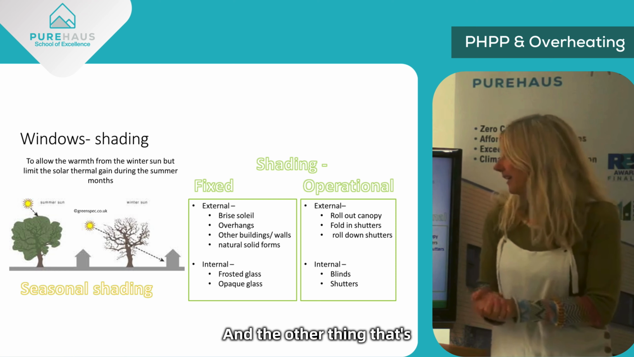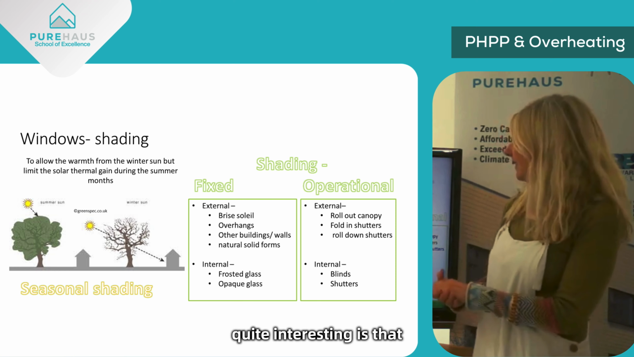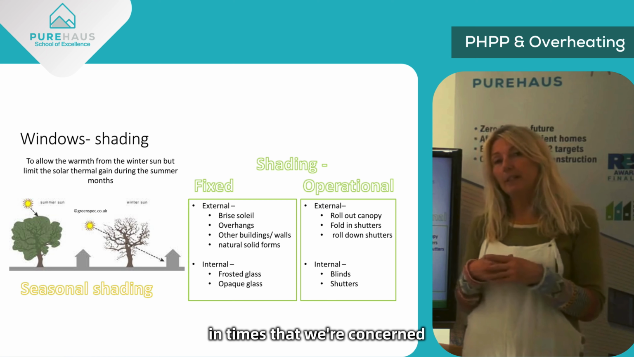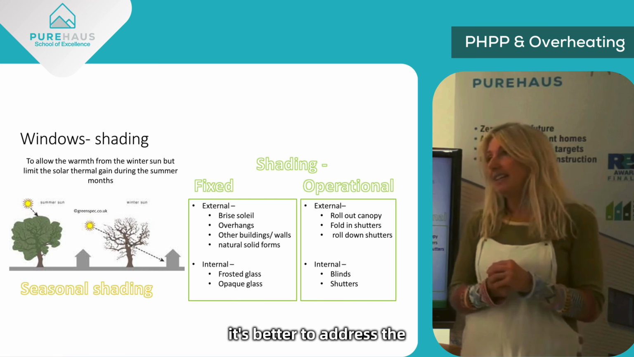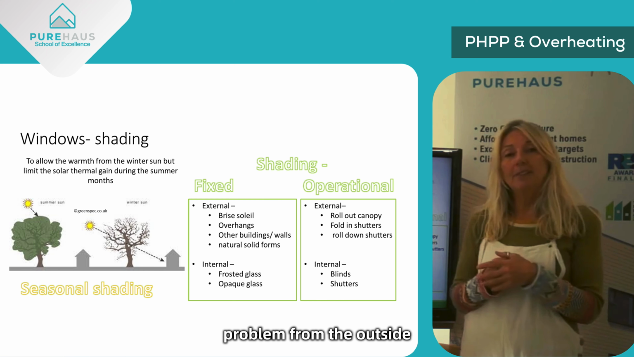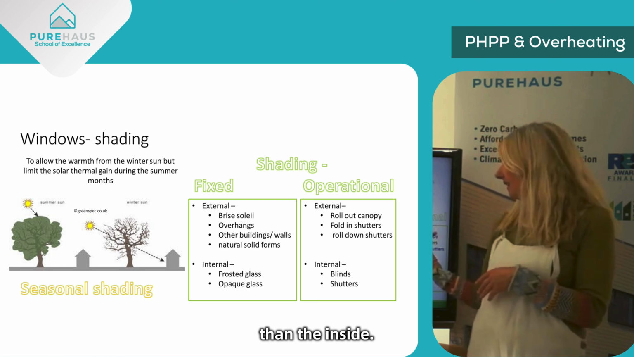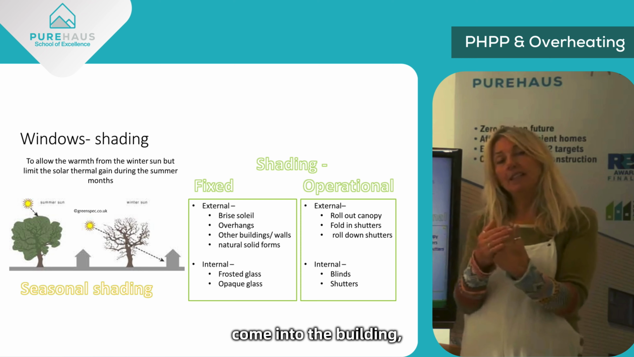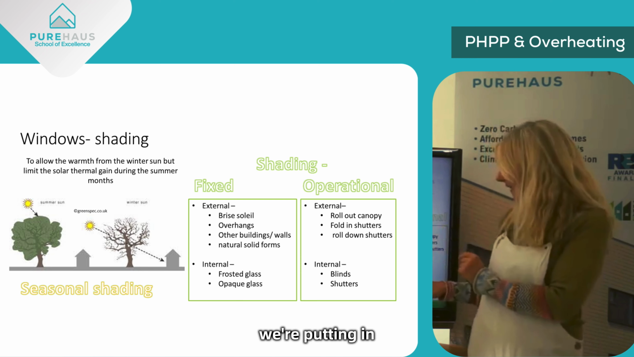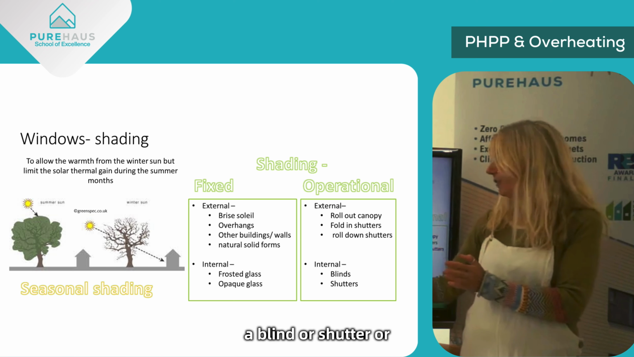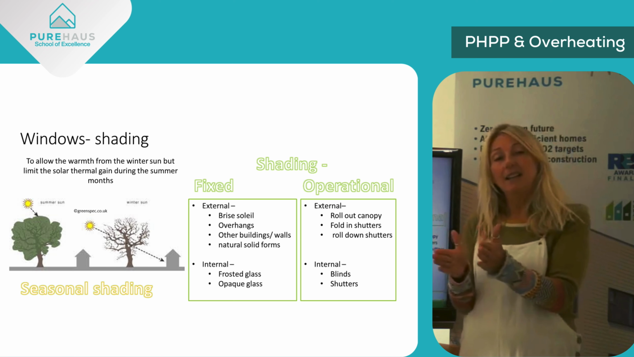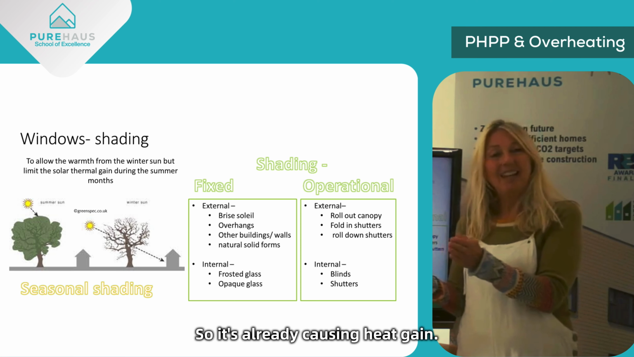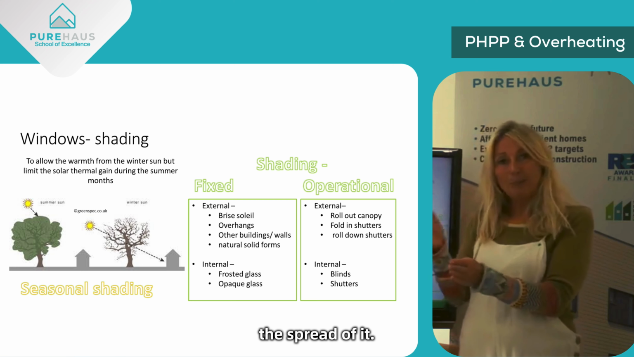And the other thing that's quite interesting is that if we can stop the heat coming into the building in times that we're concerned about overheating, it's better to address the problem from the outside than the inside. And the reason for that is that once the heat has come into the building, even though we're putting in a blind or shutter or frosted glass on the inside, it's already in the building. So it's already causing heat gain. It's just we're controlling the spread of it.